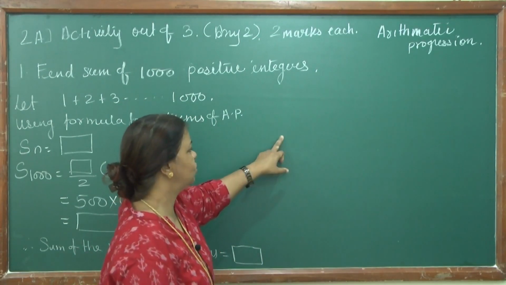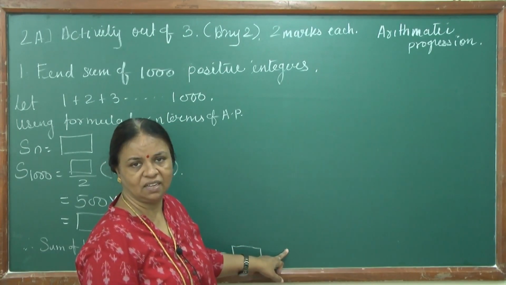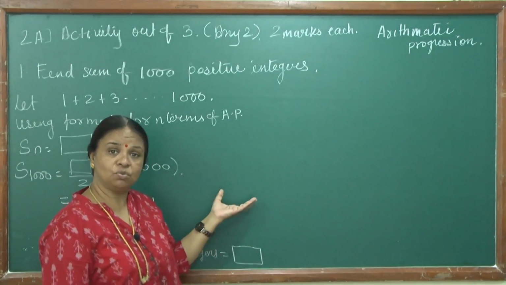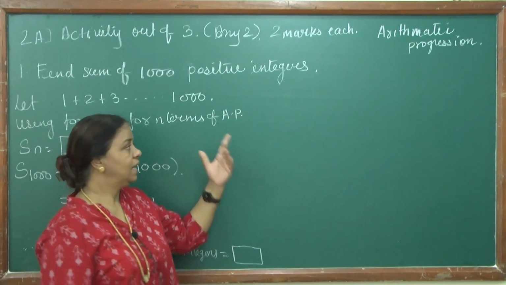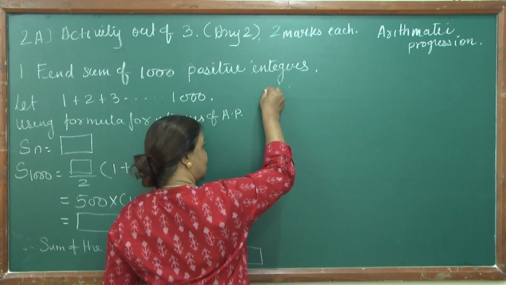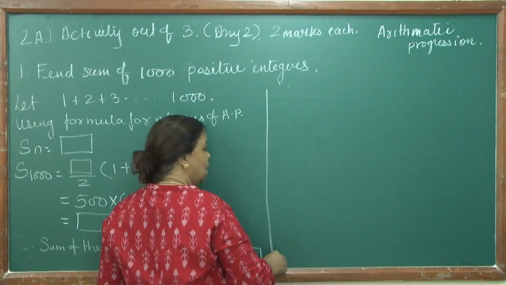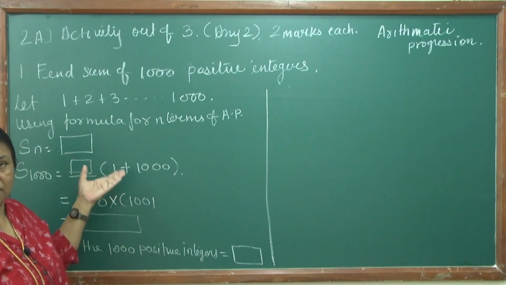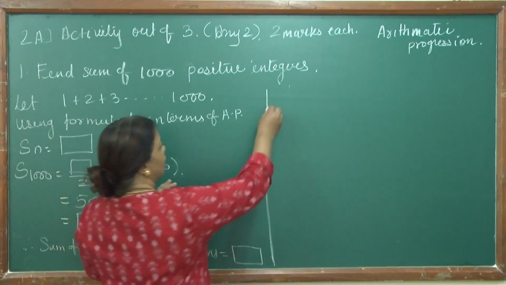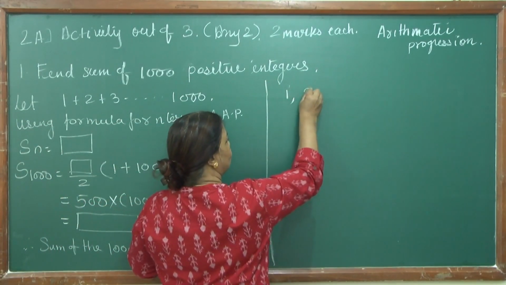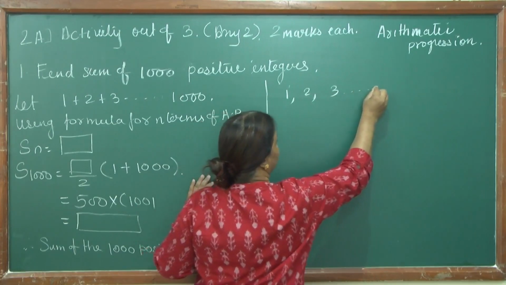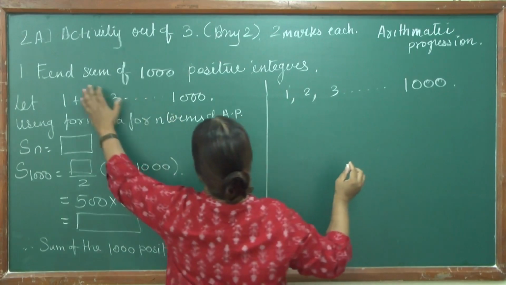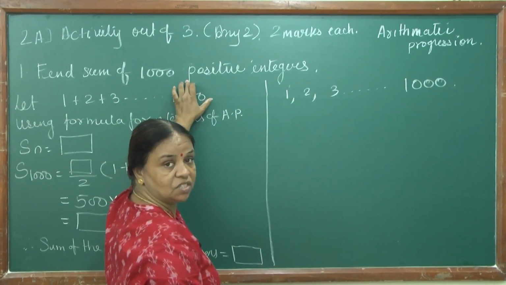You can add 1 plus 2 plus 3 plus 4 plus 5 and then till 1000, but it will take so much time. Instead we can use one formula and we can find out. Okay, let's begin. So first we will solve and then we will do the activity. By solving you will understand the method and then it will be easy for you to solve the activity. Your numbers, integers, are 1, 2, 3 and so on up to 1000. And what is it? Sum of 1000 positive integers.